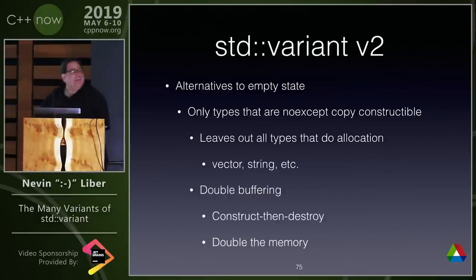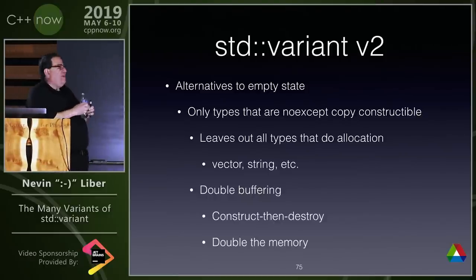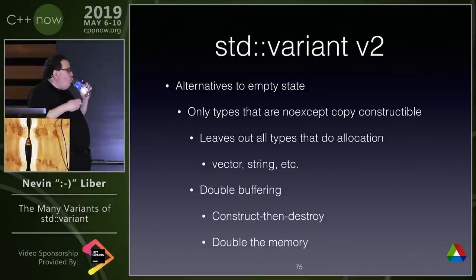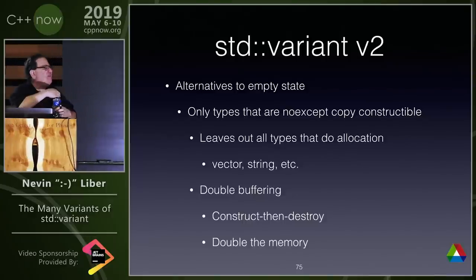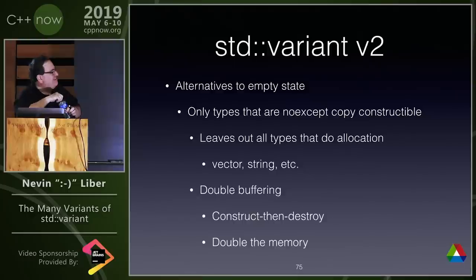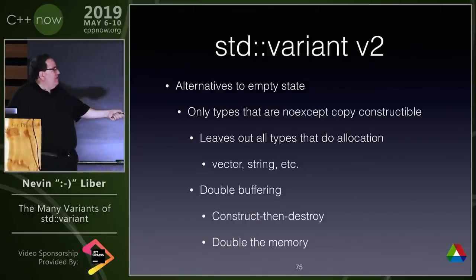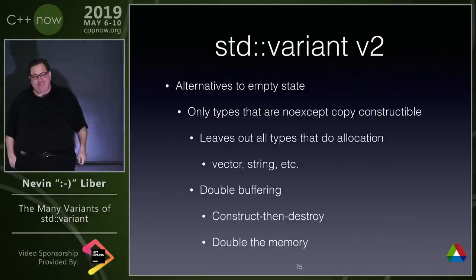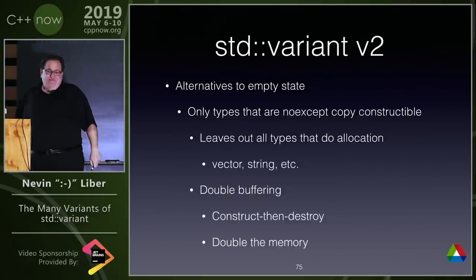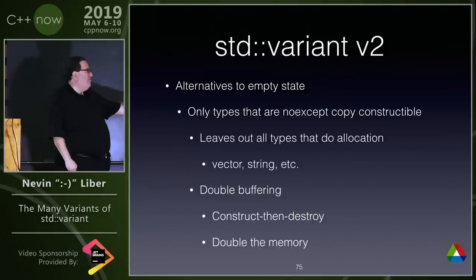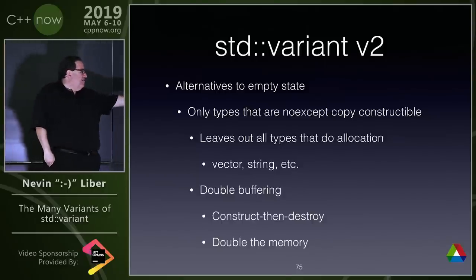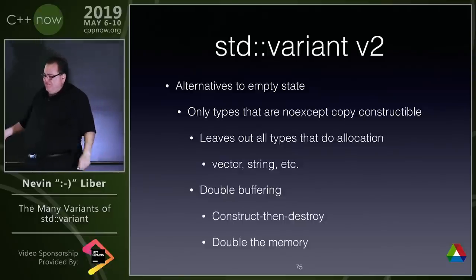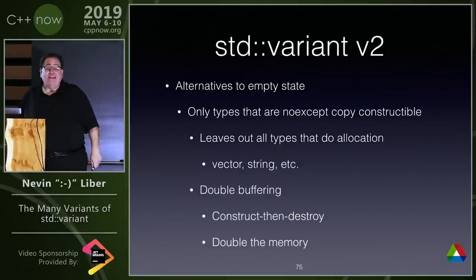So he did explore alternatives to the empty state. At that point, still thinking about only copy constructible kinds of things. And that leaves out all types that do allocation, things like vector and string. Those are certainly not... anything that allocates memory, you can throw an exception. Explore double buffering. Although for committee members, that's pretty much a non-starter.